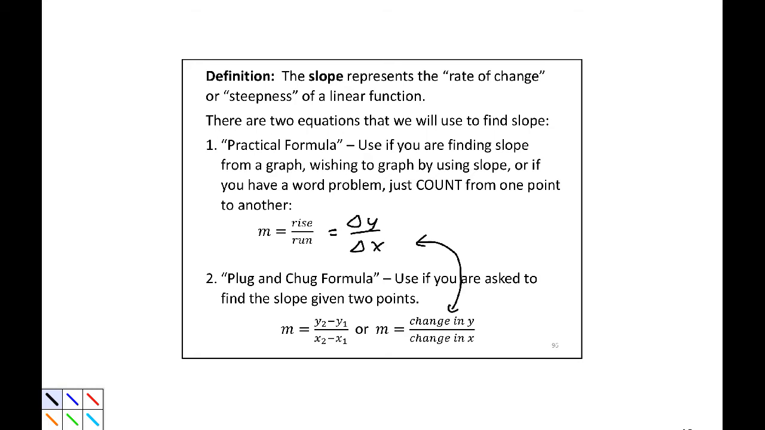Then there is the plug and chug formula. If you're using 2 points, you can say that slope m equals (y2 minus y1) divided by (x2 minus x1) altogether. Now let's look at some sample lines for each of these.